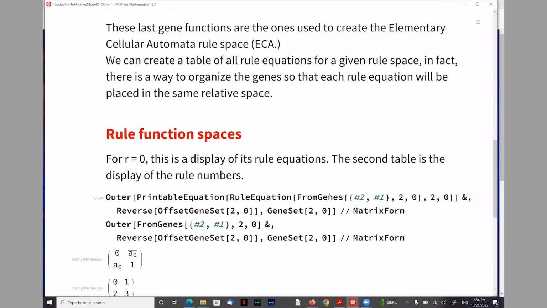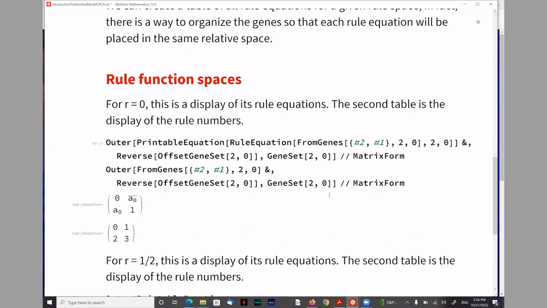Now, using that, we can have a different way of displaying the set of rules, which is by using a table where the dimensions of the table will be the sets, these gene sets.